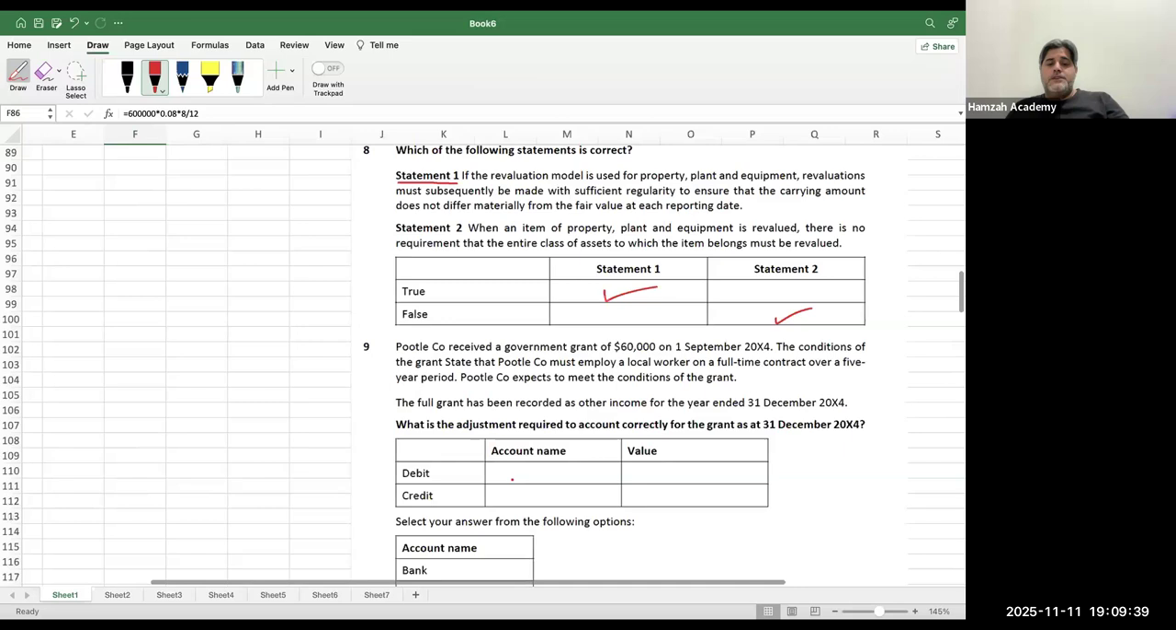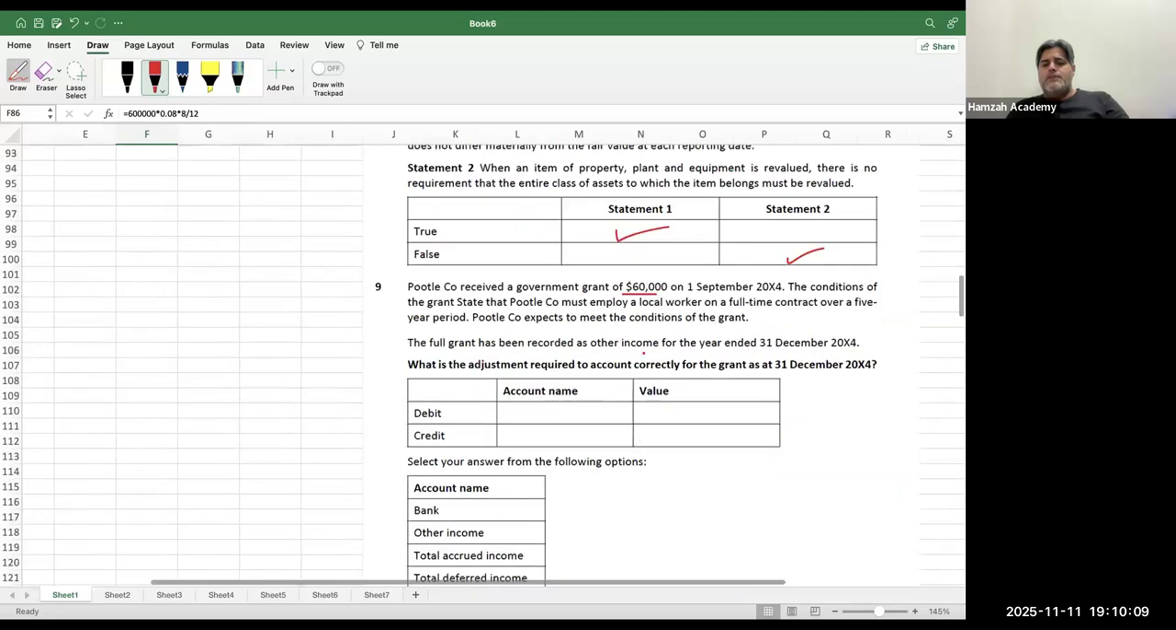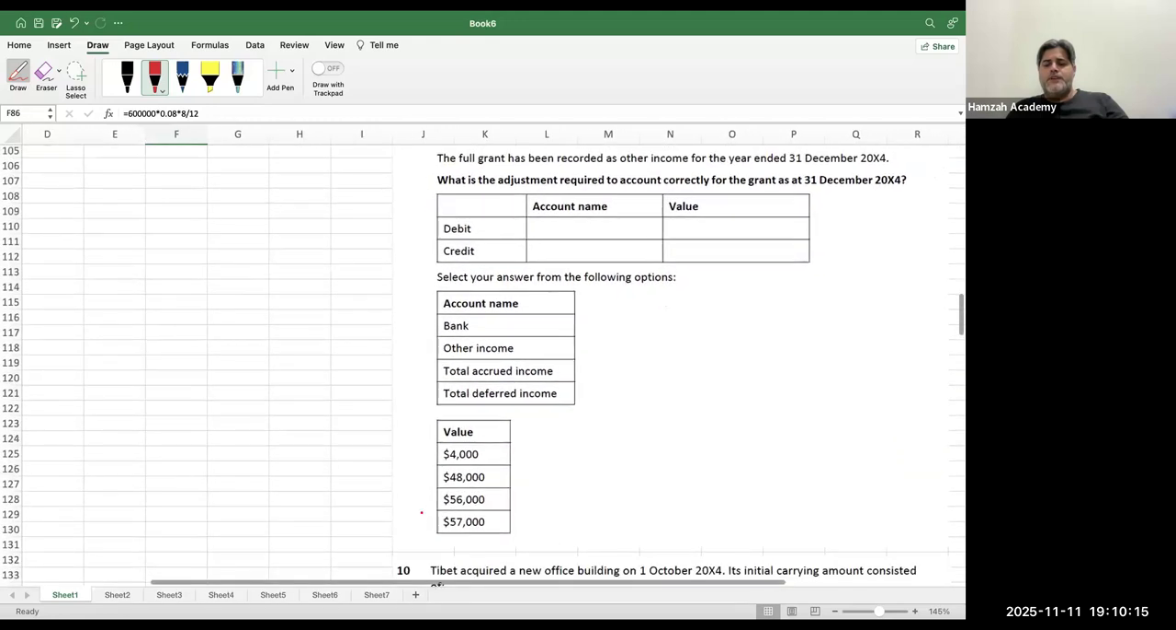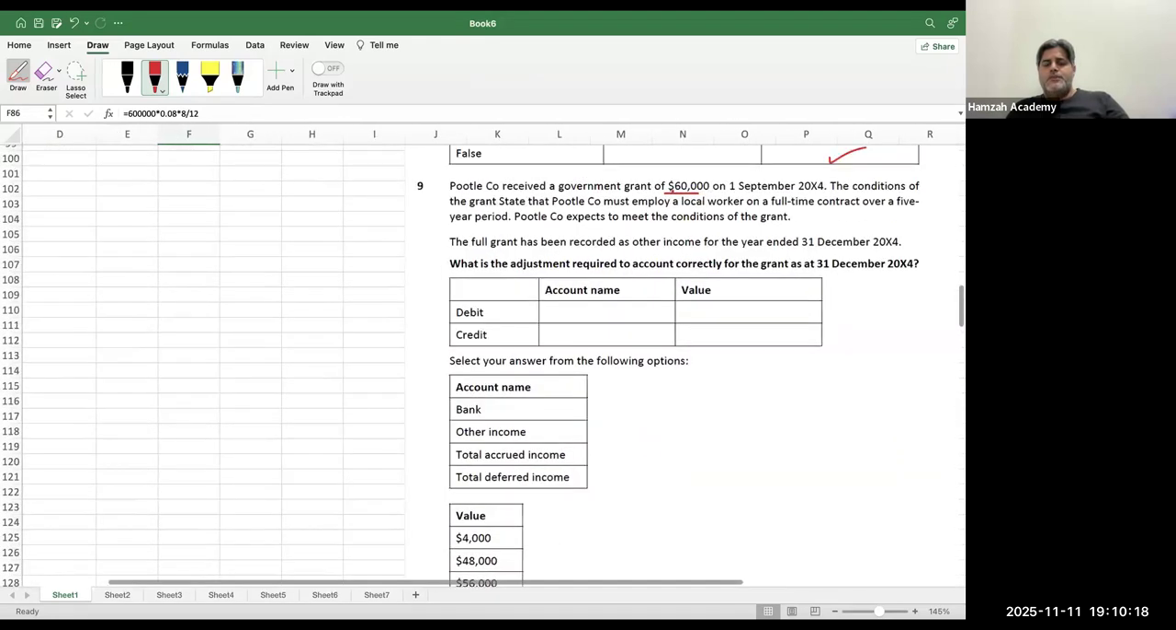Then we have this Portal company received a government grant of 60,000 on 1st September. The conditions of the grant state that the Portal company must employ a local worker on a full-time contract over a 5-year period. Portal company expects to meet the conditions of the grant. The full grant has been recorded as other income for the year ended 30th December 20x4. So what is the adjustment required to account for the grant over here? So we have the account name, bank, other income, total accrued income, total deferred income. So we have the values over here as well. And the grant is total 60,000 over here.